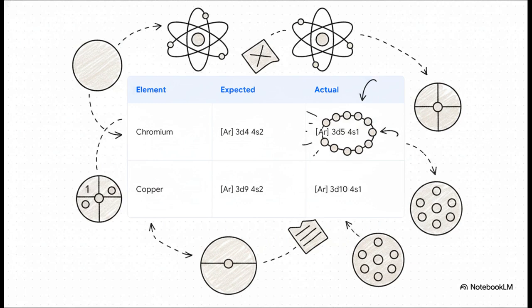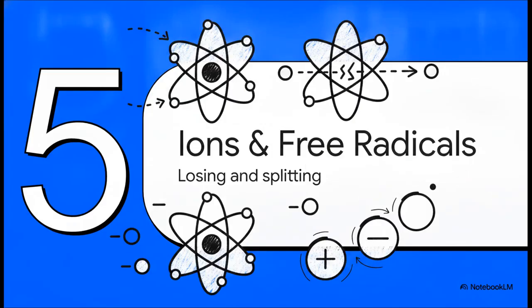Why on earth would it do that? Because the 3d subshell holds a maximum of 10 electrons. By moving just that one electron, chromium gets a perfectly half-full d subshell with 5 electrons, which is uniquely stable. Copper pulls the exact same trick to achieve a completely full 3d10 subshell. Nature will happily bend the rules of the low-energy fill just to get that incredible stability of symmetrical, half-full, or fully full subshells.